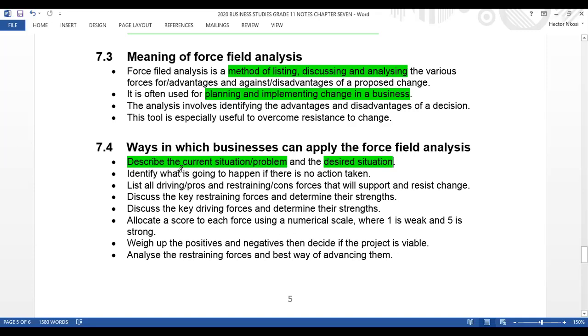Secondly, you must be able to identify what is going to happen if there is no action. So in this situation or problem that you have identified, you must be able to identify what's going to happen if I did not fulfill this problem.